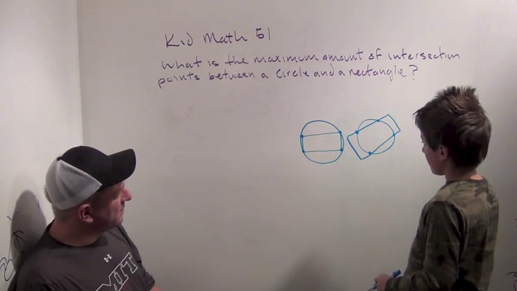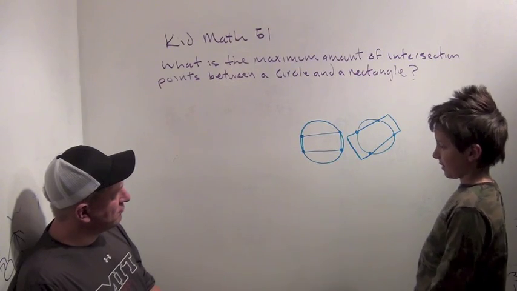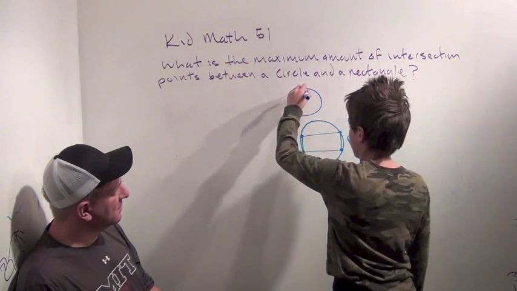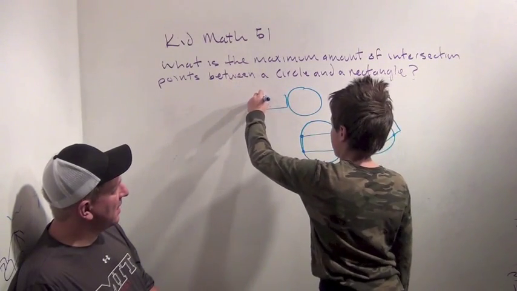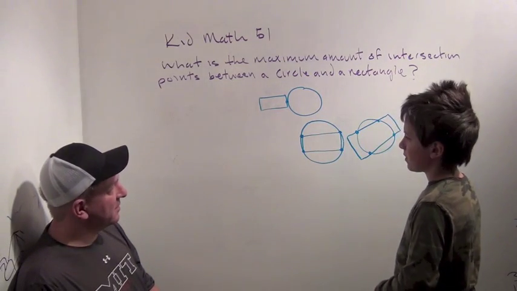I know we can make the fewest number is 1. We can make 1 intersection. No, really? Show me. Okay, interesting. It's just touching. When it just touches like that, that's called a tangent.